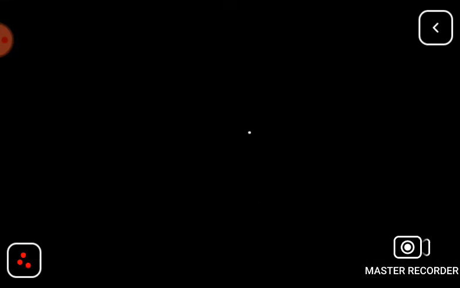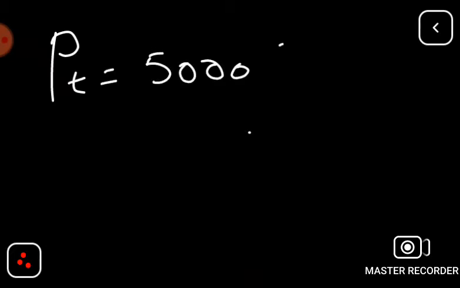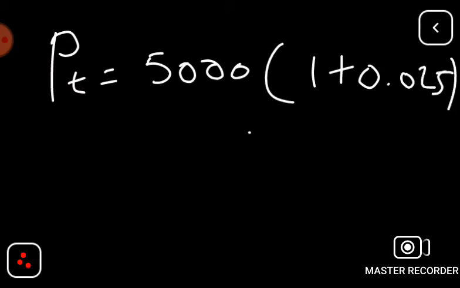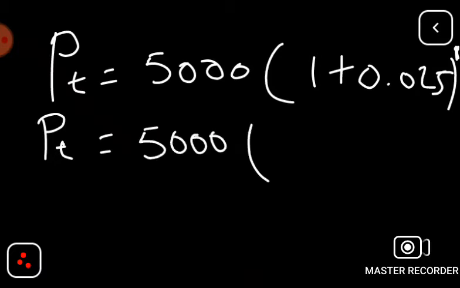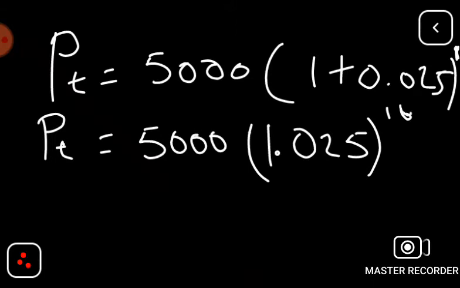After that, we still have our PT is equal to 5,000 times 1 plus 0.025 to the power 10. Sorry for the space, to the power 10. So just add the 1 there, then just do it step by step. Don't rush it. To the power 10.